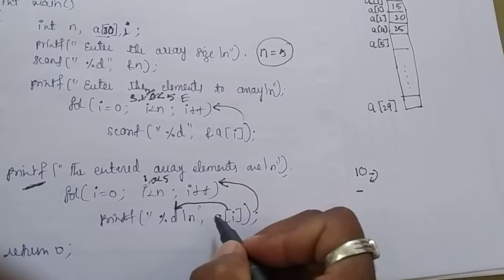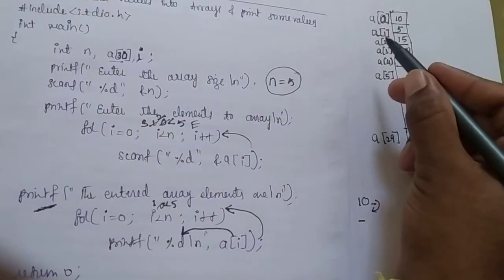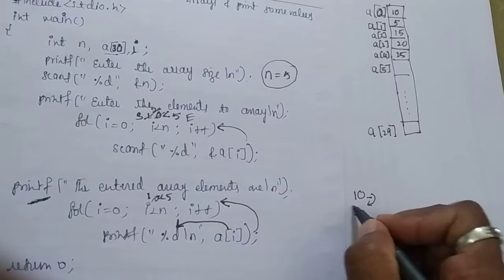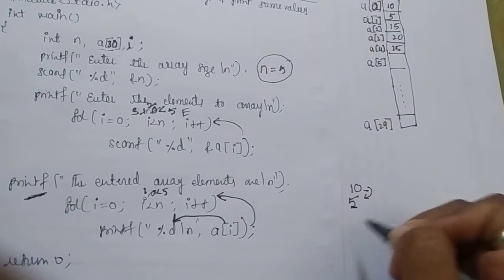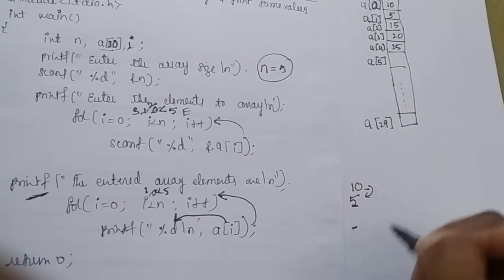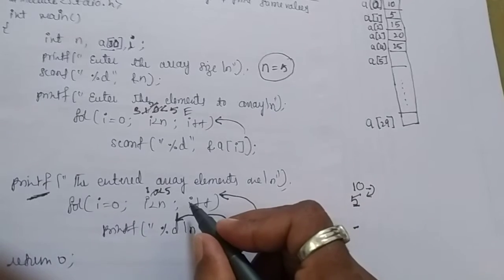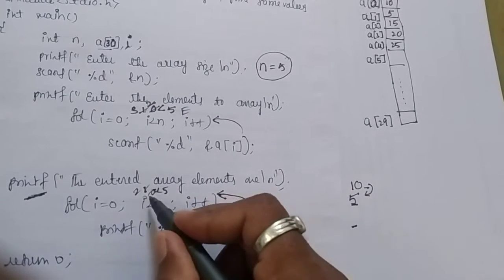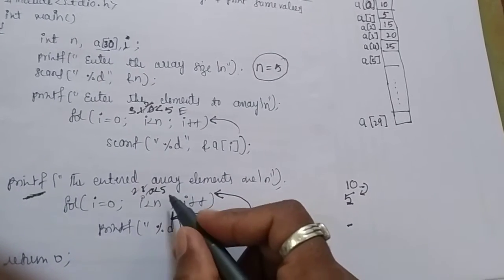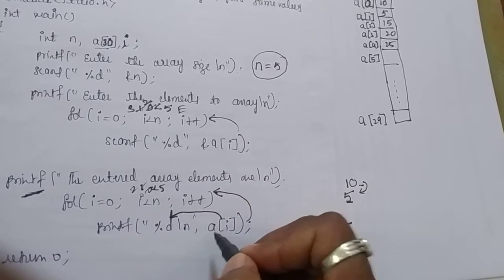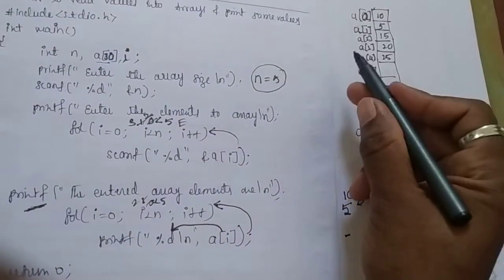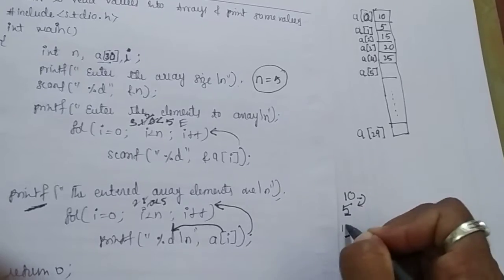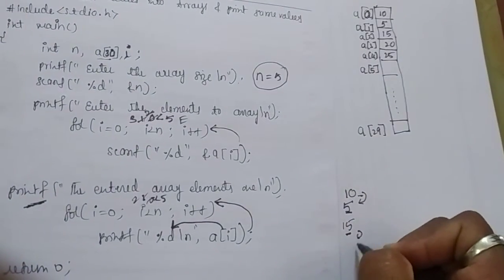It means a of 1. A of 1 contains how much? 5. So it prints 5 here. Then control jumps to new line. Then loop repeats. I will be incremented to 2. Whether 2 is less than 5? Yes, condition true. Condition true means print the a of 2 value. A of 2 means 15. So 15 prints here. Next, control jumps to new line.